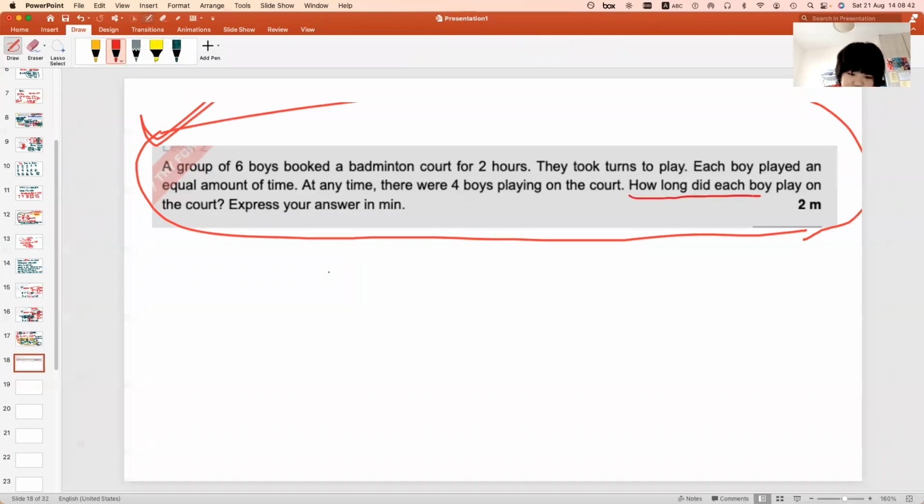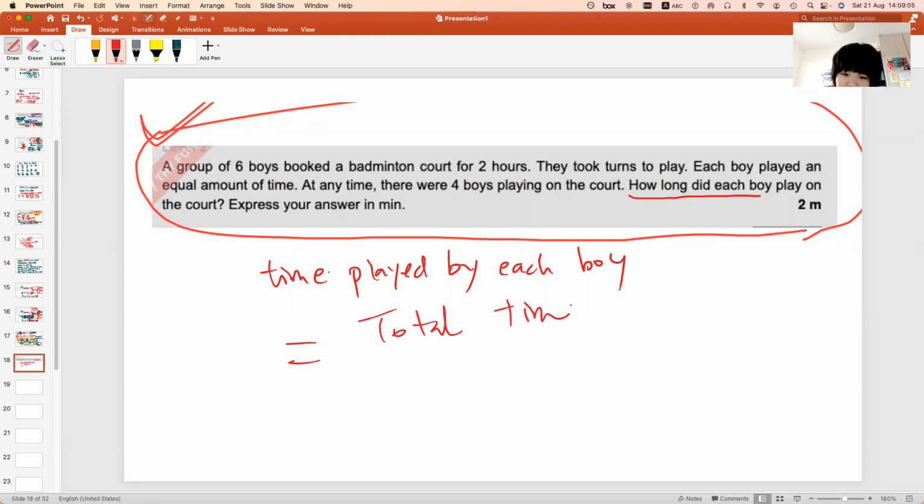did each boy play, right? So what you need to do is ask for the time played by each boy. So you have to answer this question only. Time played by each boy. So the formula for this question is time played by each boy is the total time divided by number of boys. So this is the formula.